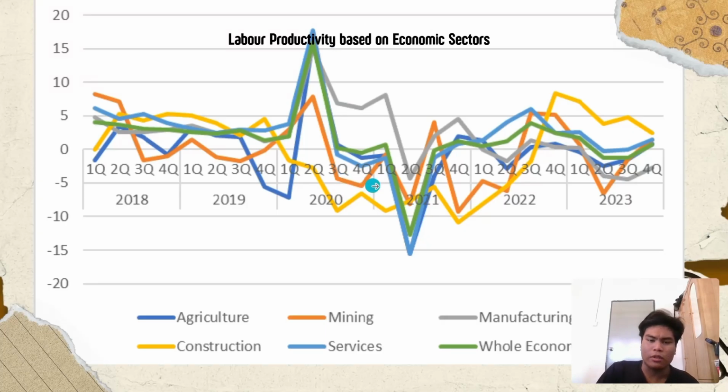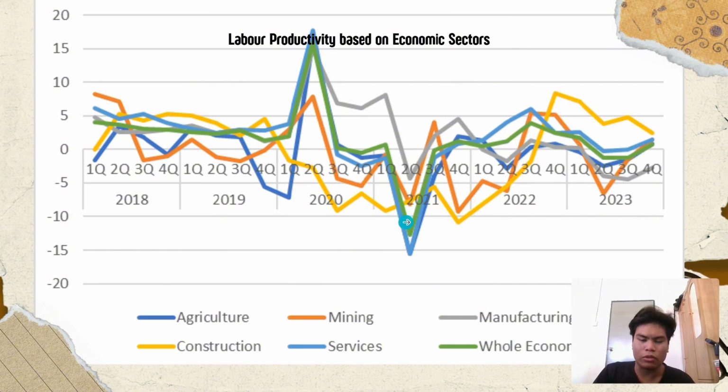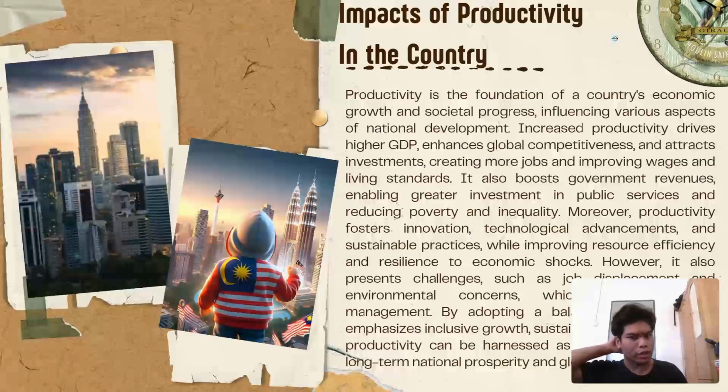Post-pandemic, which is in the year 2021, most sectors show gradual recovery, with manufacturing and services emerging as key drivers of productivity growth, while construction recovered more slowly. Mining and agriculture continued to display irregular trends. The whole economy, representing aggregated sectoral productivity, mirrored these trends with steady improvement observed from 2021 onwards. This recovery underscores the resilience of certain sectors in stabilizing overall economic performance. Starting from the second quarter of 2021, moving on to the third quarter, recovery started and continued throughout the years. What are the impacts of productivity in the country?